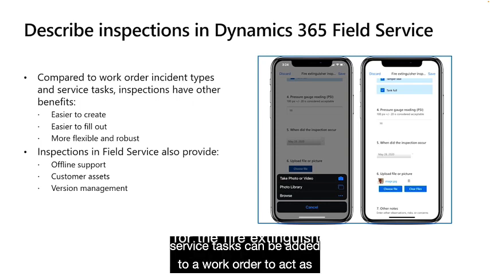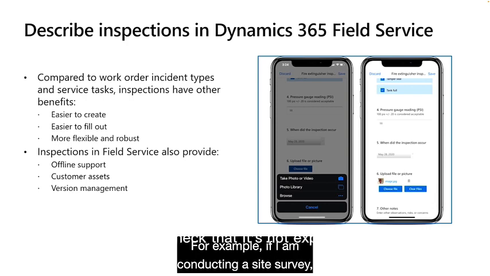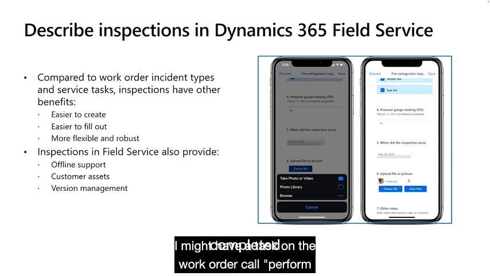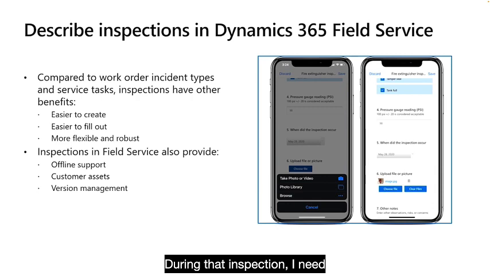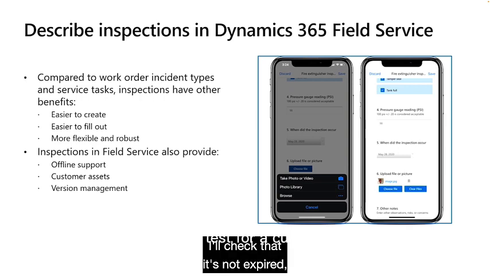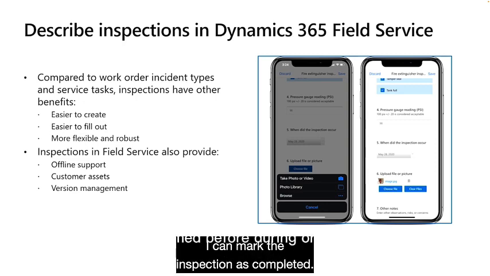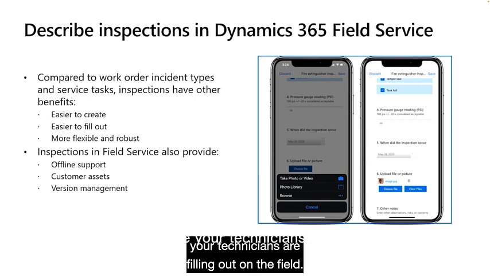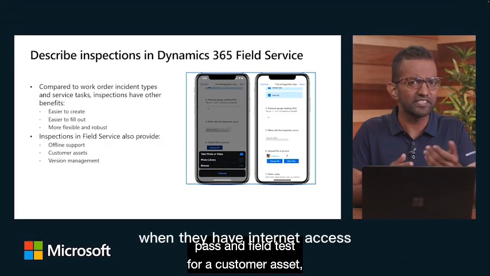During that inspection, I need to look for the fire extinguisher in the room, make sure that it's accessible. I'll check that it's not expired and that it hasn't been tampered with. After all that is done, I can mark the inspection as completed. And I want you to think of that inspection like a digital form that your technicians are filling out in the field. Some of the questions can include safety protocols, pass and fail tests for a customer asset, an interview with a customer, or other audits and assessments. They can be performed before, during, or after a work order. And since your technicians may not always have internet access, they can fill these out offline and then sync them when they have internet access.